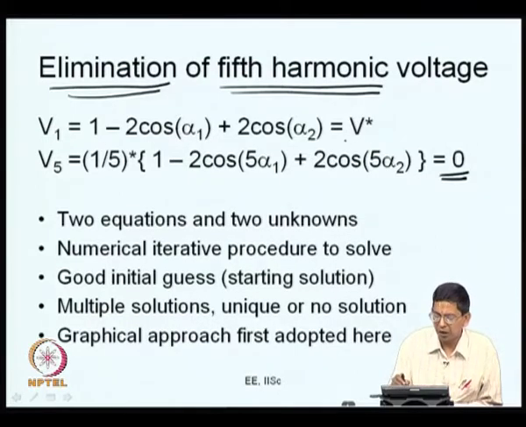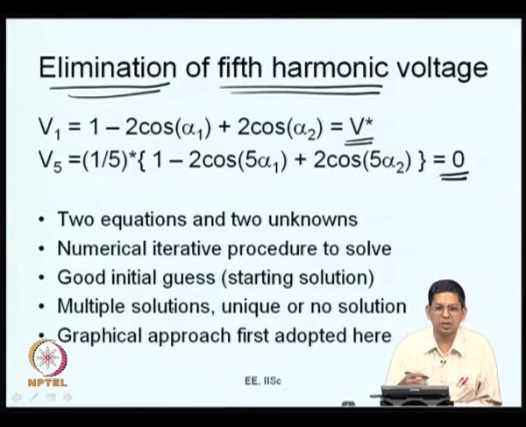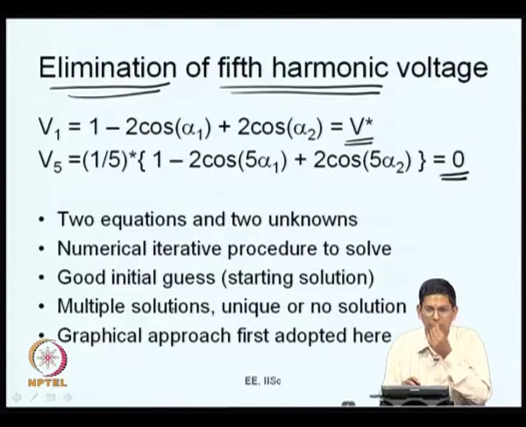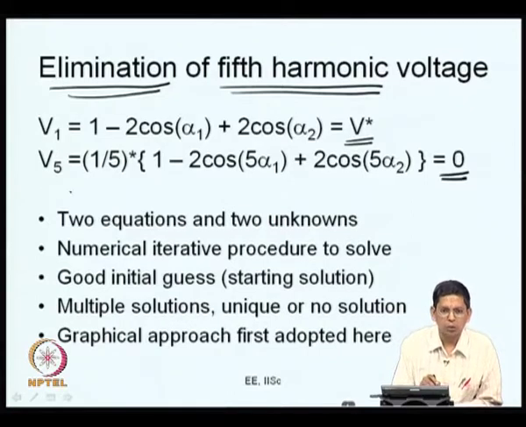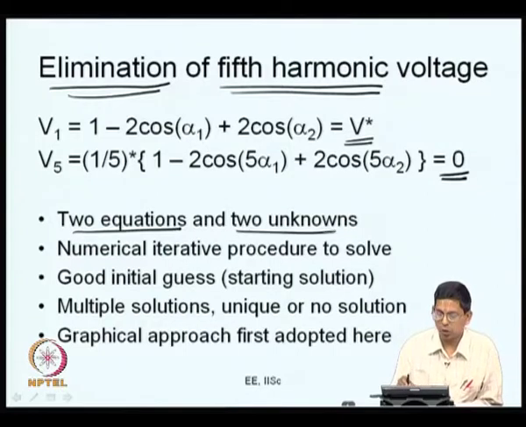I want it to be equal to some reference voltage or desired voltage. This V star is my desired voltage. It could be 0.25, it can be 0.5, it can be 0.75 or 0.8 or whatever I want. But I also want the amplitude of the fifth harmonic to be 0. This is what I want. Can I get this? Yes, I have two equations here and I have two unknowns.